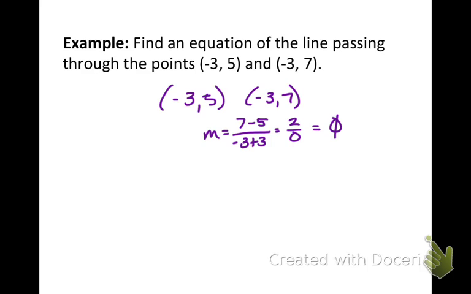So when you get that undefined, you should be getting a red flag, a bell ringing in the back of your head saying, that's a vertical line. What do my vertical lines look like? X equals something. What are the x coordinates of my 2 points? Negative 3.